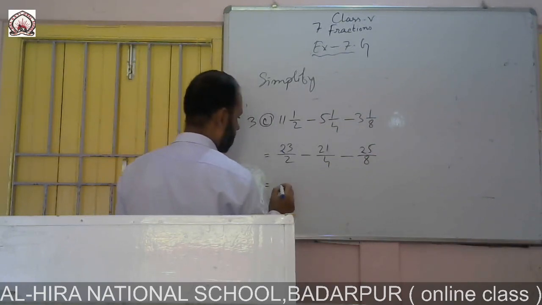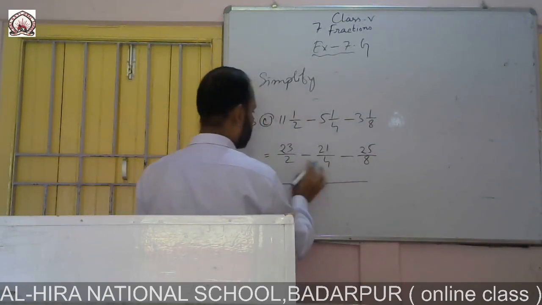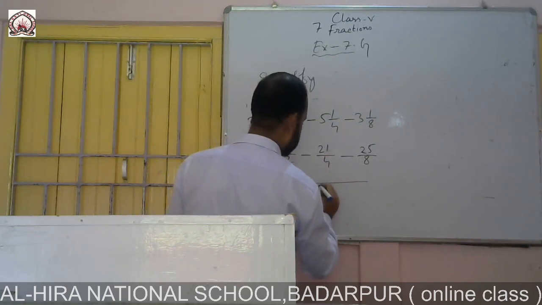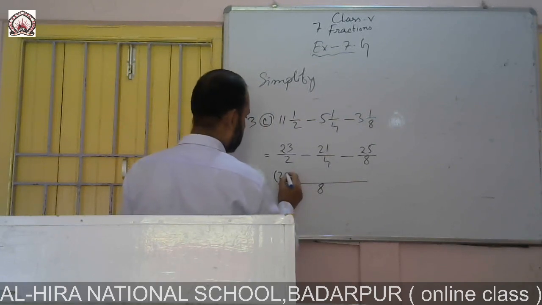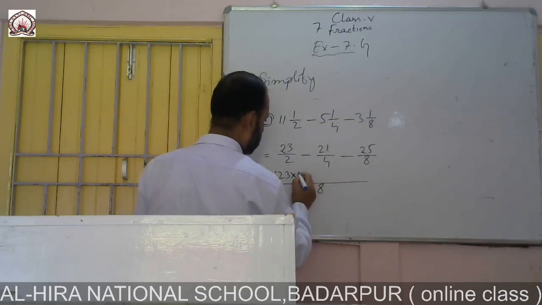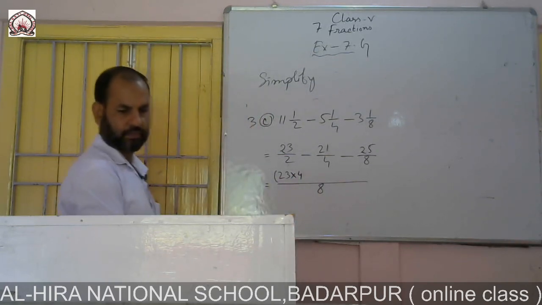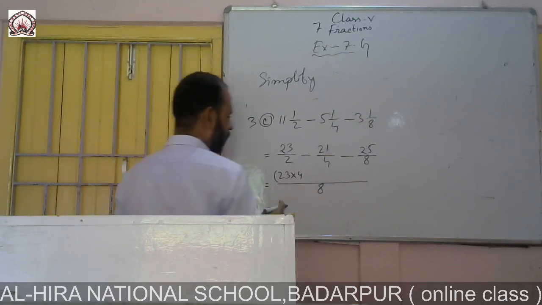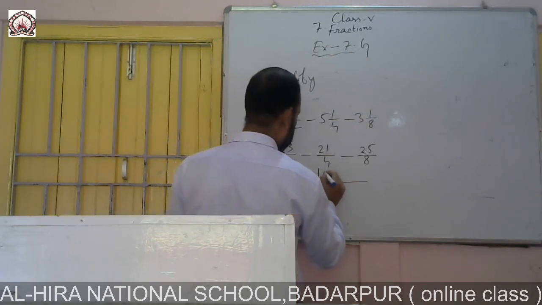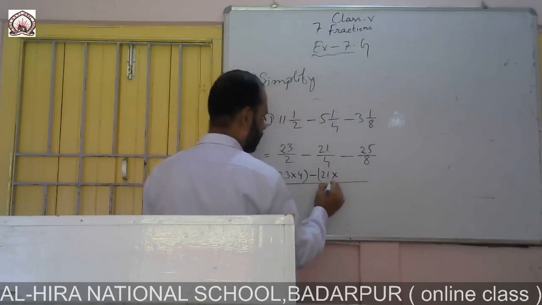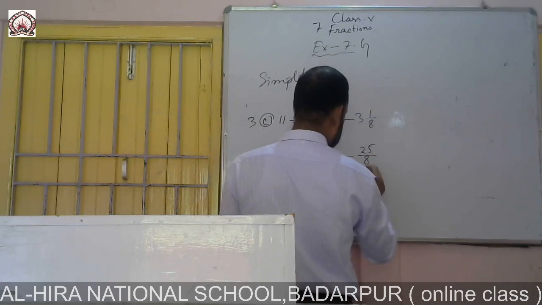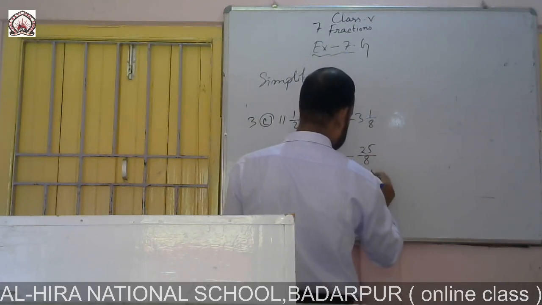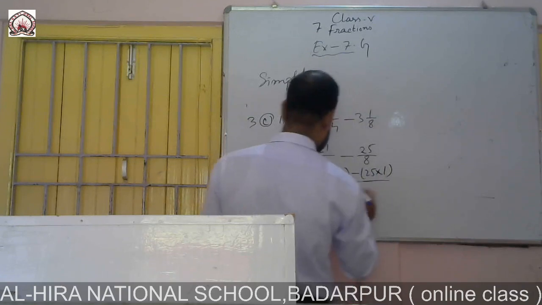Now we take the LCM. Here 2, 4 and 8, the LCM is 8. Here 23 into 2 4s are 8, 2 4s are 8 minus 21 into 4, 2 4s are 8, minus 25 into 8 1 is 8.